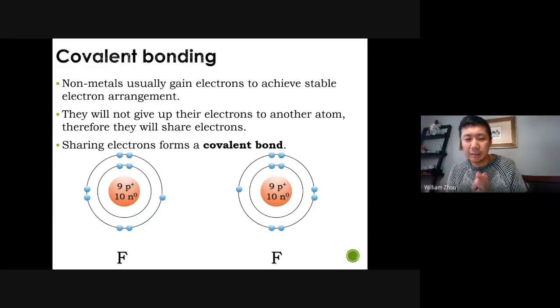Okay, so here is what covalent bonding is about. Nonmetals need to gain electrons, okay? Because if you look at nonmetals, they're found on the right side of the periodic table, meaning that they already have a load of valence electrons. Like fluorine here, it has 7, it wants 8, so it just needs one more. The other fluorine has 7 and it wants 8, so they both want an electron from each other.